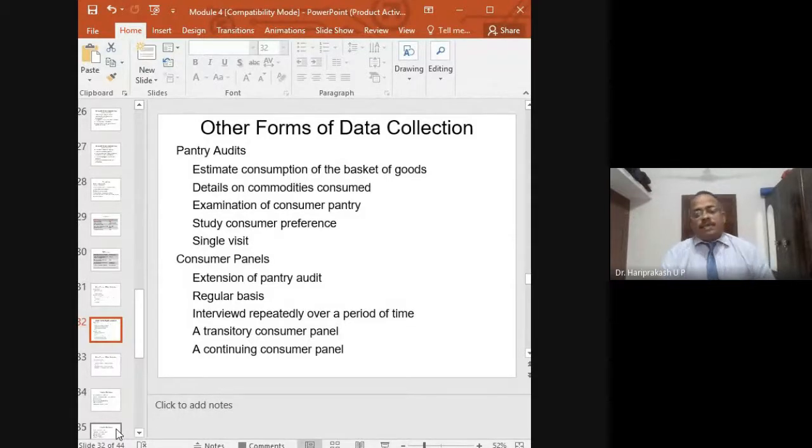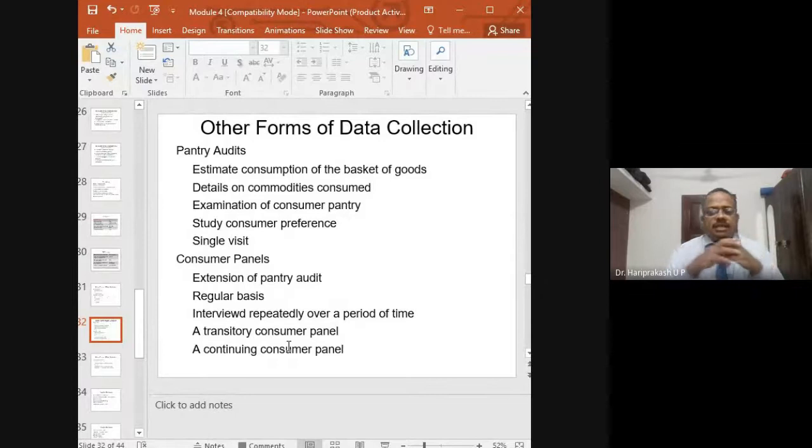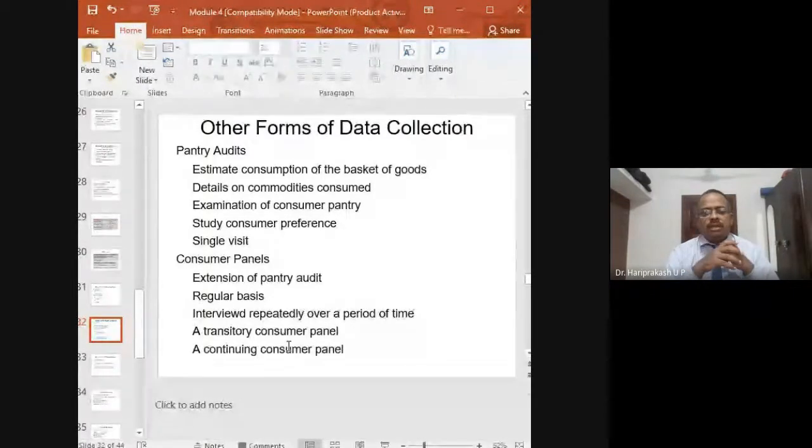Then another type of collection is consumer panels. Consumer panels are an extension of pantry audits. In the pantry audit, the visit is only once, but in a consumer panel, it is repeated again and again over a period of time. That is, they will visit the customers' storerooms on a regular basis. Every week they will visit for 6 months, 1 year.